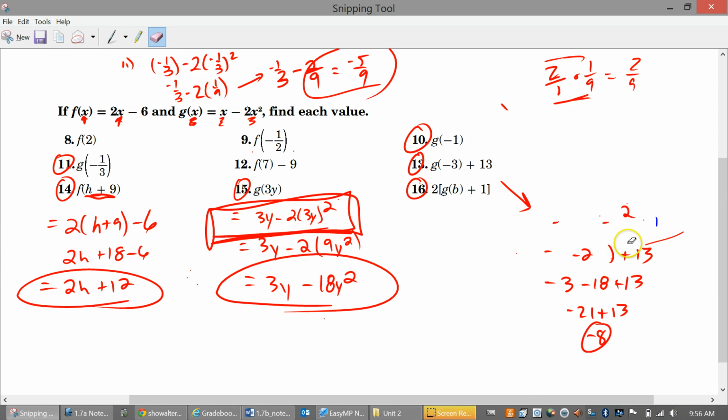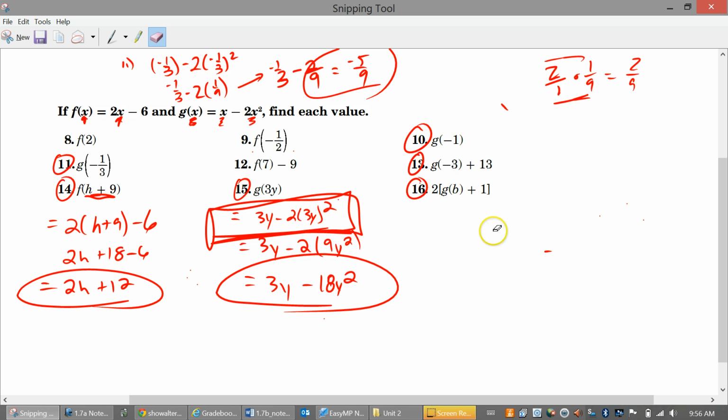Number 16 says, if you read it, take rule G, put B inside of rule G, or machine G, or function G, then add 1 to whatever that is, and at the very end multiply the whole thing by 2. Can you get that logically, those steps, before we even start? So we're going to take 2 times whatever we get from putting B into function G, and then we're going to add 1, times it by 2.